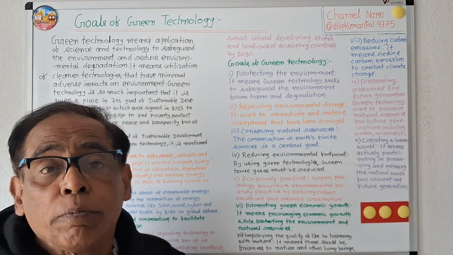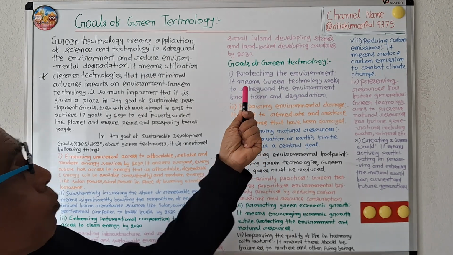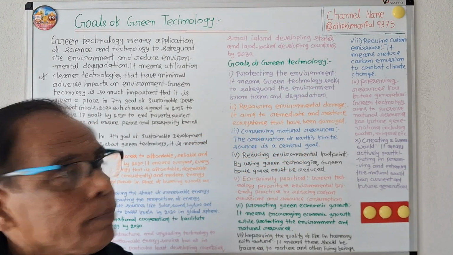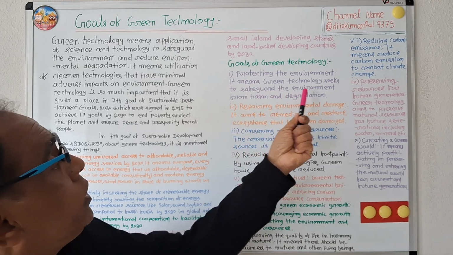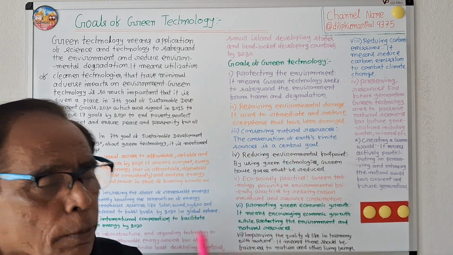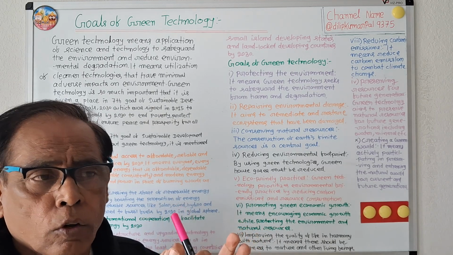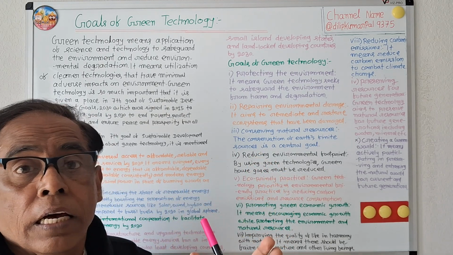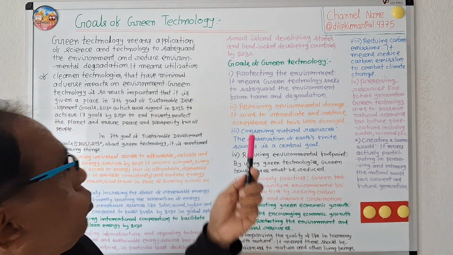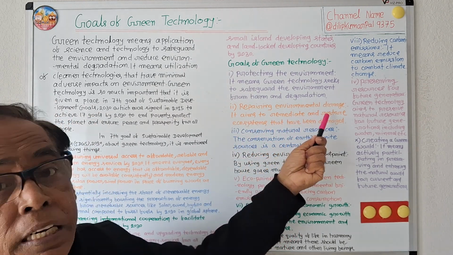What are the goals of green technology? Number one, protecting the environment. The first goal of green technology is to protect the environment. It means green technology seeks to safeguard the environment from harm and degradation. Number two, repairing environmental damage.